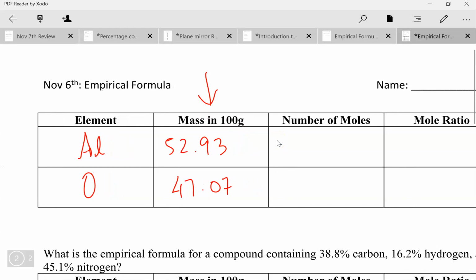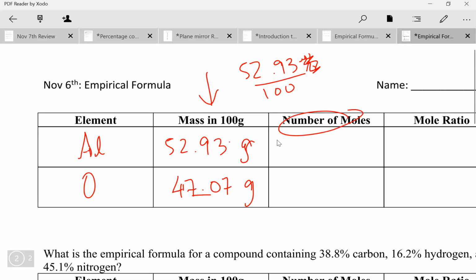You'll see here that the mass in 100 grams is the same as the percentage. Because what does percent actually mean? If I say 52.93% of aluminum, that means 52.93 over 100. So if I had 100 grams of the substance, 52.93 grams of that would come from my aluminum, and 47.07 grams of that would come from my oxygen. So these percentage values directly correspond to the mass in 100 grams.